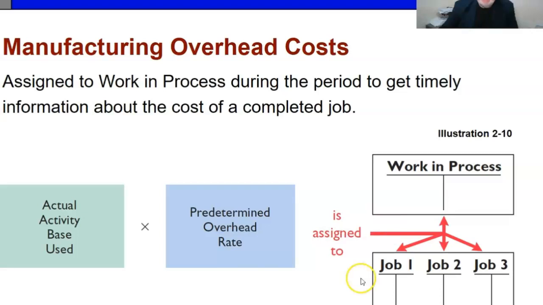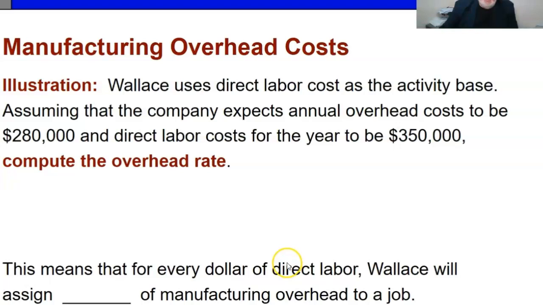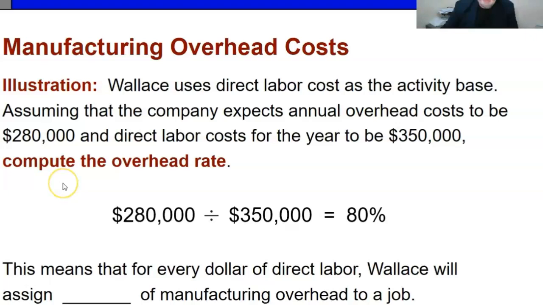Best with an example here. Wallace uses a direct labor cost as the activity base. So there's your activity base, direct labor costs. They expect the annual overhead budget to be 280 and the annual direct labor cost for the year to be 350. So therefore, for every dollar of labor costs incurred, they're going to assign 80 cents to cover the overhead. And that's how they assign it.